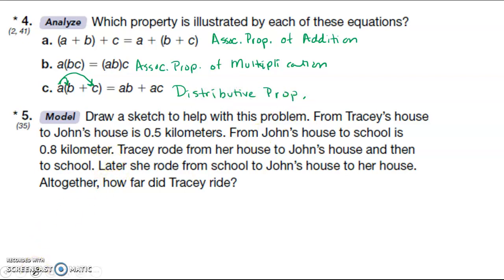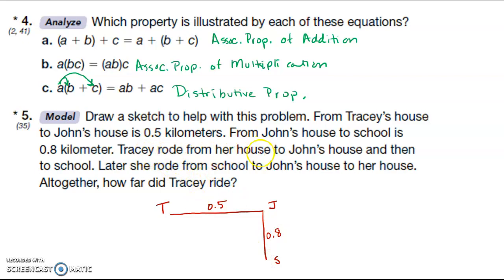Okay. Let me change colors here and draw a sketch to help with this problem. From Tracy's house to John's house is 5.5 kilometers. So Tracy to John, this is going to be 0.5. From John's house to school is 0.8. So this is going to be school, 0.8.